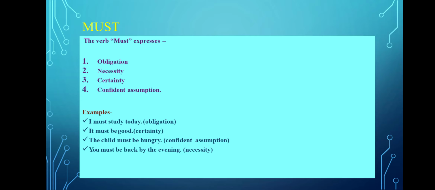It must be good. Certainty. The child must be hungry. So you are confident by the child's attitude that the child is very hungry. So the child must be hungry. Confident assumption. You must be back by the evening. So this is a necessity. You are saying that you have to come home by evening. You are warning somebody. So you must be back by the evening. So the verb must expresses obligation, necessity, certainty, and confident assumptions.